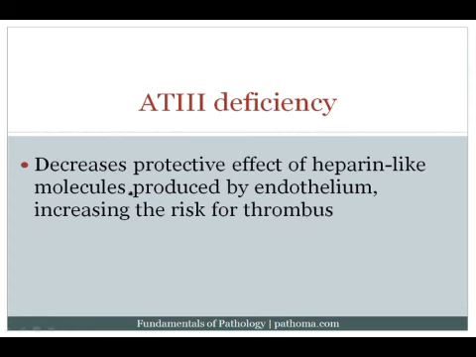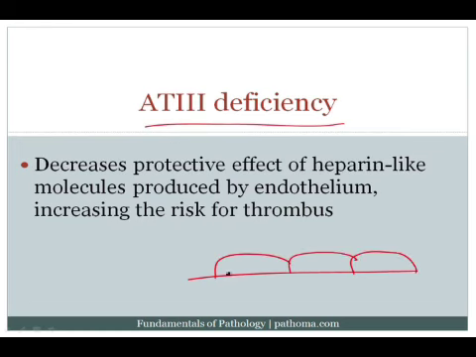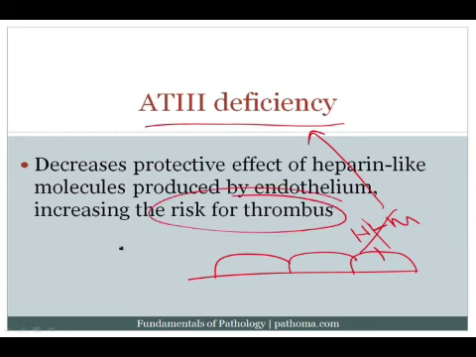Antithrombin 3 deficiency is a disorder in which the patients lack antithrombin 3. So remember that the endothelial cell is normally making heparin-like molecules, and those heparin-like molecules are binding antithrombin 3, and they activate antithrombin 3 so that antithrombin 3 can then inactivate thrombin and can also inactivate coagulation factors that could lead to the production of thrombin. And so if there's an antithrombin 3 deficiency, these heparin-like molecules aren't going to be able to activate antithrombin 3, and so that'll increase the risk for formation of thrombus.